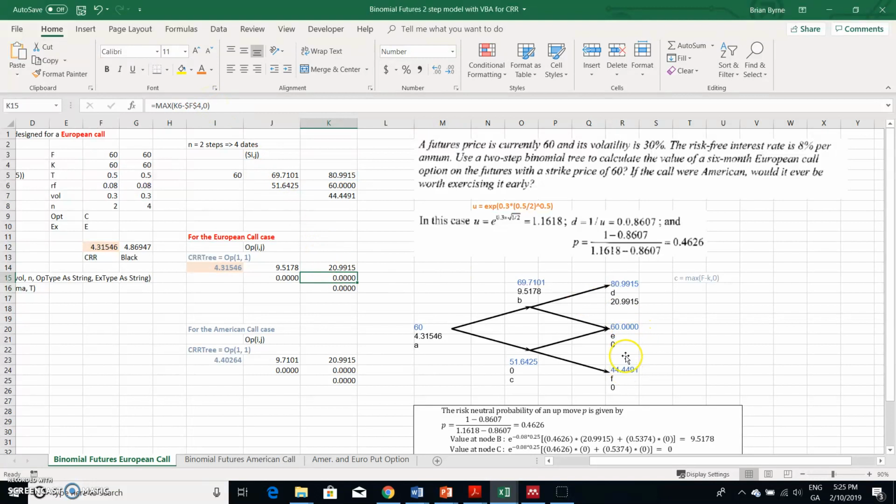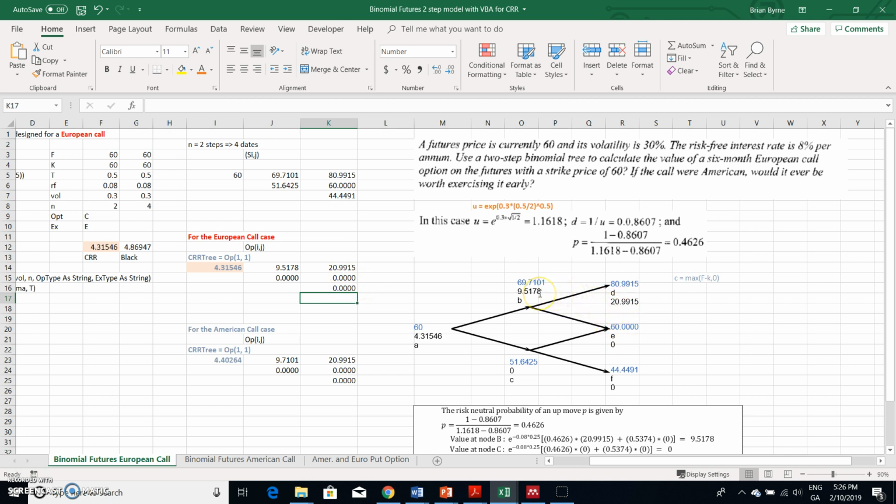And because the other two values are either equal to 60 or less than 60, the maximum of 60 minus 60 is 0, and the maximum of 44 minus 60, the strike, or 0, well, that would be a negative value, but because we say maximum of these two, if we have a negative value here, then we default to the 0. Okay, so that's the terminal option prices.